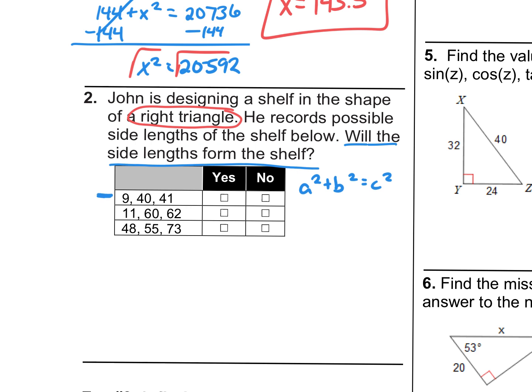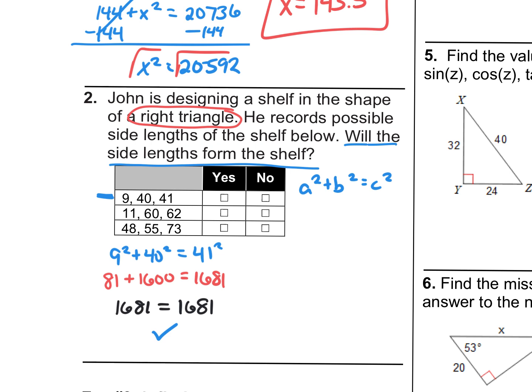So I'm going to do this example with you. We have 9 squared plus 40 squared equals 41 squared. Some of you might get lost because there's no variable in there. You just keep evaluating. What's 9 squared? 81. 40 squared is 1,600, 41 squared is 1,681. What's the last thing I can do here? We just add this side together. So we get 1,681 equals 1,681. Now you ask yourself, is that a true statement? Yes. 1,681 equals 1,681. So yes, that will make a right triangle.